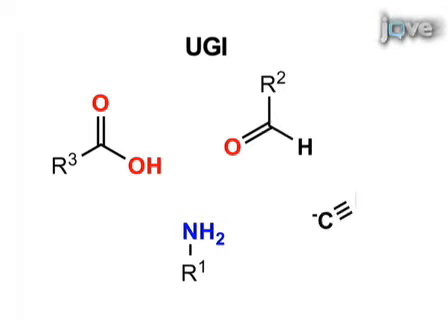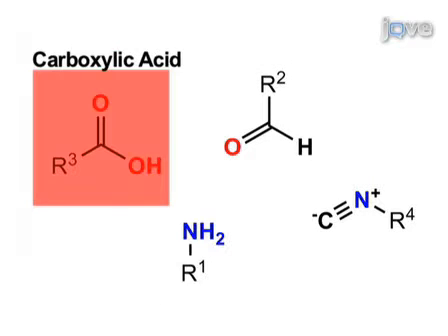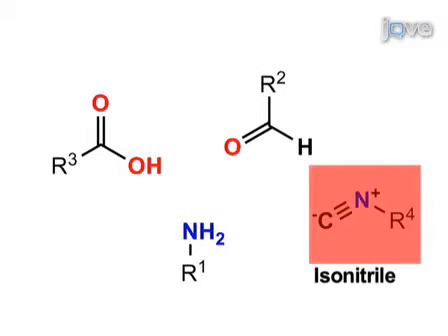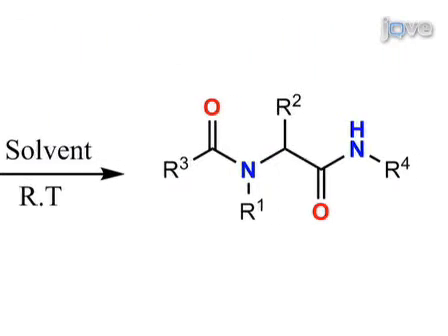The Ugi reaction involves the mixing of four components: an aldehyde, an amine, a carboxylic acid, and an isonitrile. It is a convenient reaction to generate diverse libraries and has been used in the past to synthesize anti-malarial compounds.